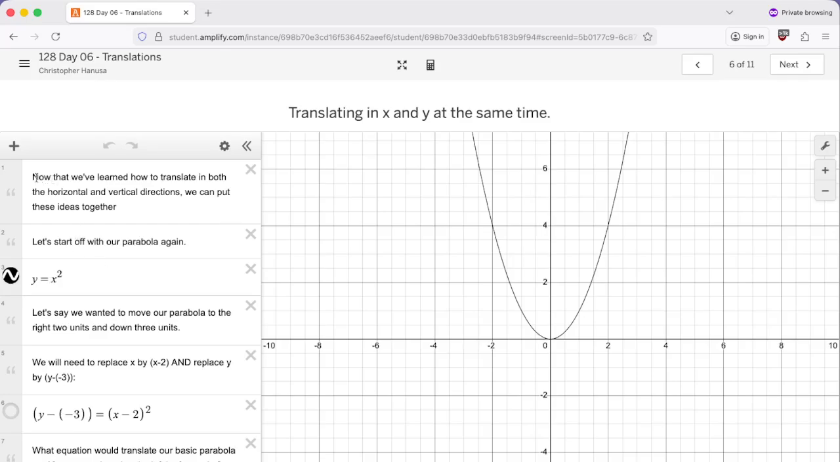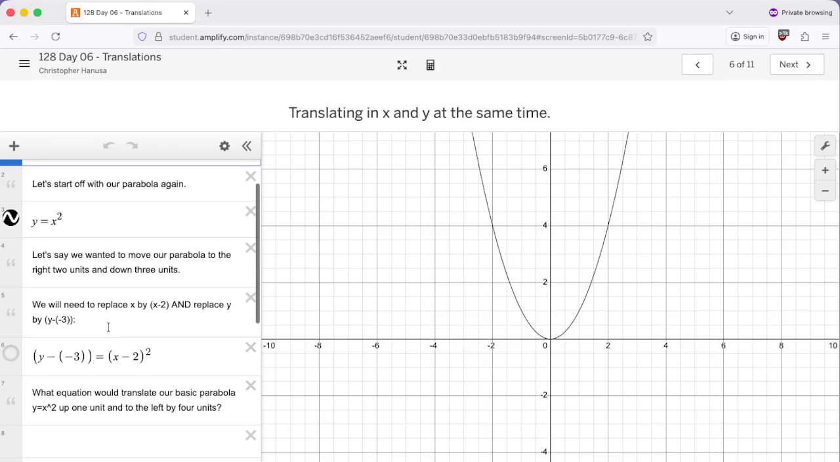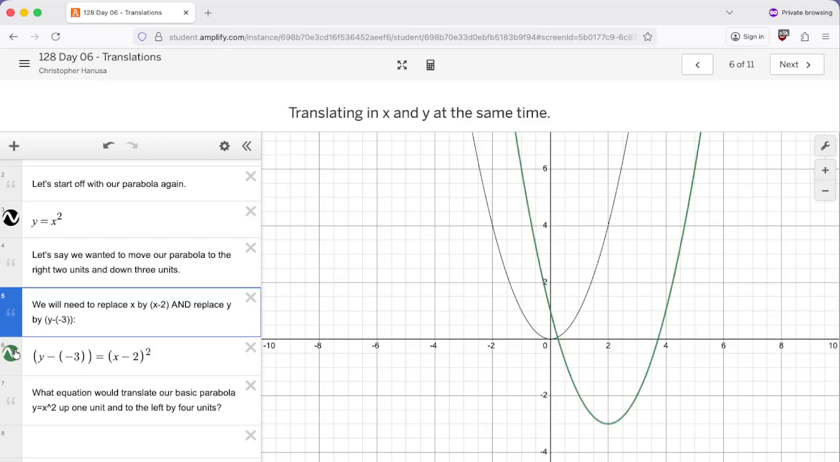Okay, now that we've learned to translate both in the horizontal and vertical directions, we can put these ideas together. If we want to take our parabola and move it 2 units to the right and down 3 units, we have to take the x, replace it by x minus 2, right, x minus h, and replace y by y minus negative 3. That goes over 2 units and down 3 units.